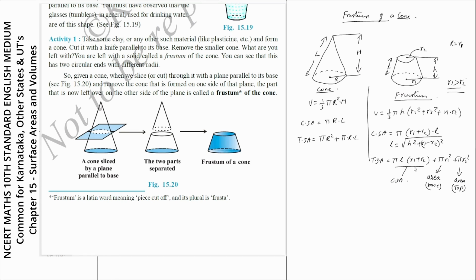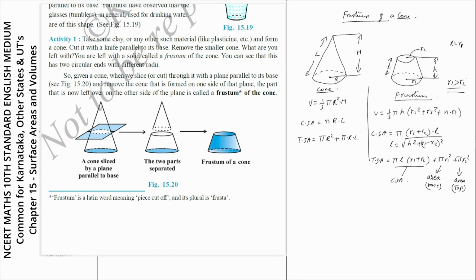plus πr1². So π l (r1 + r2) is the curved surface area of the frustum, πr1² is the area of the base of the frustum, and πr2² is the area of the top circle, this portion. So the area of this circle, the area of this circle, and the curved surface area give the total surface area of the frustum.